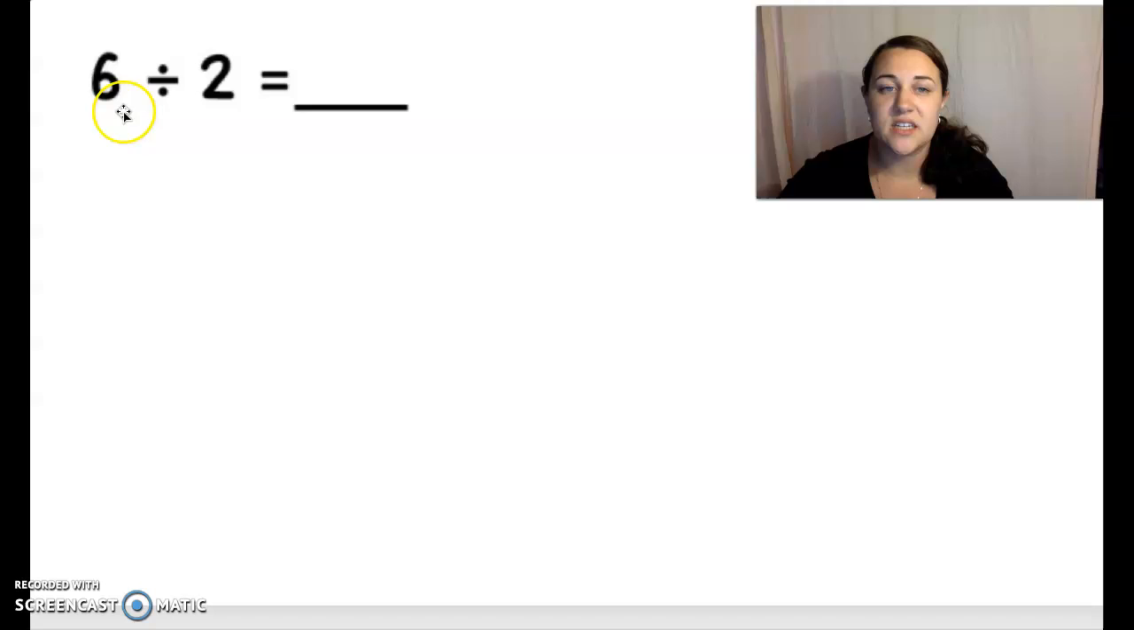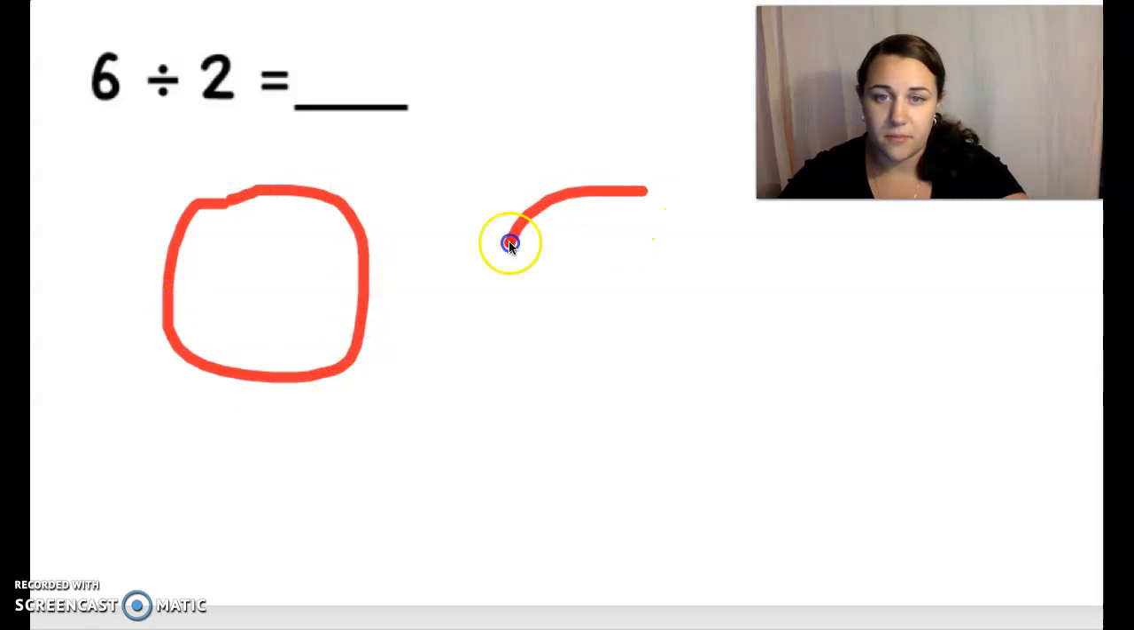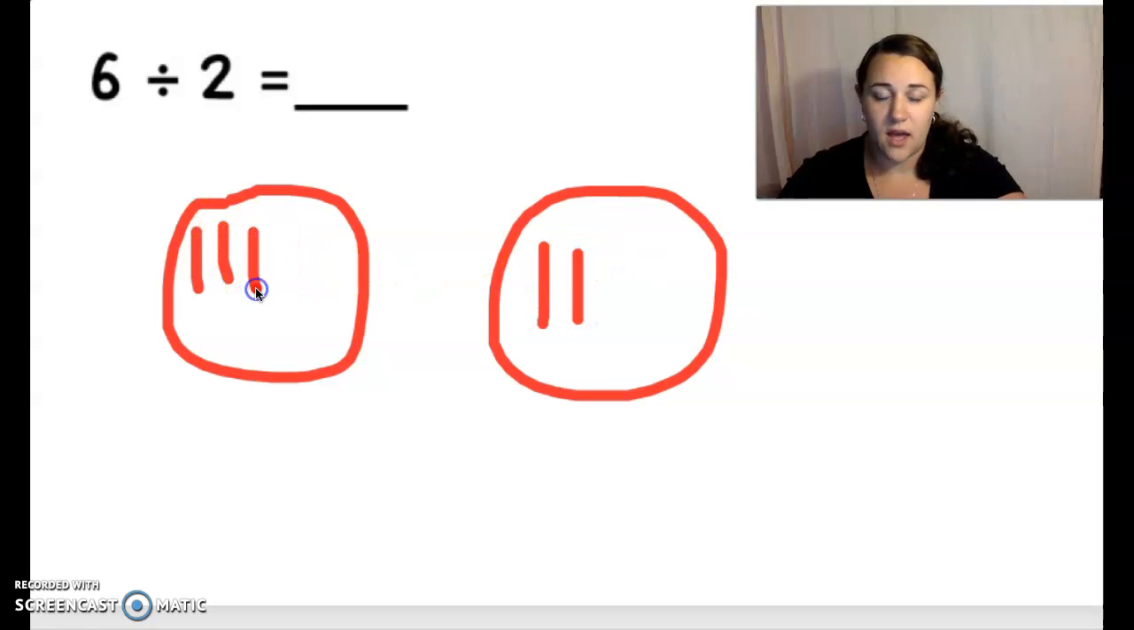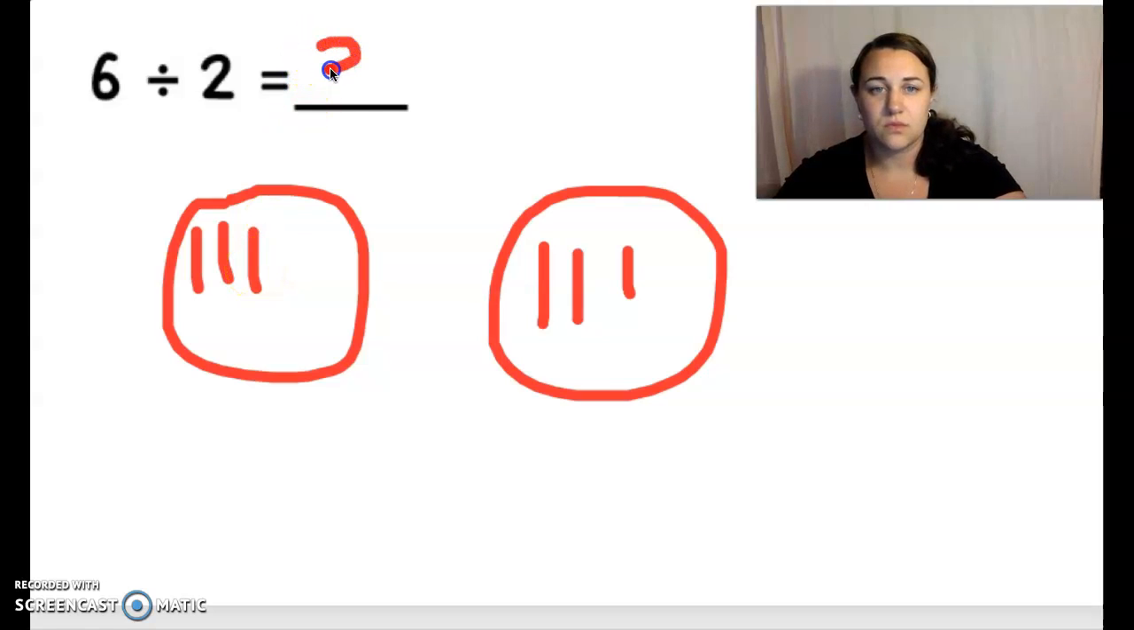An easy one. So we have 6 divided by 2. All right, friends, so I know I have to do 6 divided into 2 equal groups. So the first thing I have to do is make those groups, 2 groups, and then divide that 6 equally. So 1, 2, 3, 4, 5, 6. And how many do I have in each group? Well, I just have to count now. They're equal groups. I ended in this one, so 1, 2, 3. So 6 divided by 2 equals 3.